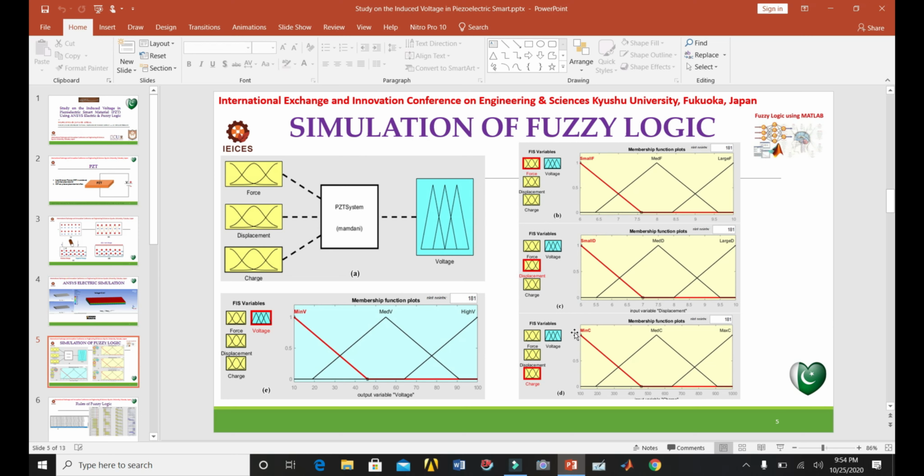Fuzzy logic is also a simulation tool for the PZT material. So we can simulate a fuzzy inference system. This is the fuzzy inference system, using either the fuzzy logic controller or the fuzzy logic controller with rule viewer blocks. The rule viewer blocks are coming in the next slide. It means we can evaluate the fuzzy system at the command line.